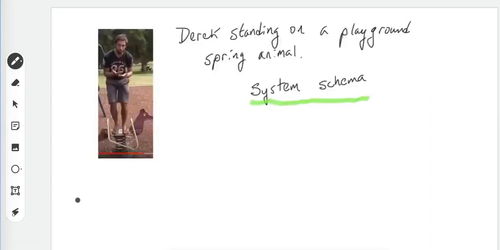Let's consider Derek, our friend from Veritasium videos, standing on a playground spring animal. In the system schema, we're going to identify all objects that are interacting, and we're specifically interested in Derek. We're going to identify all the objects that are interacting. So we have Derek, and we're going to put all objects in circles. We have the spring animal. I'm just going to identify it as spring.